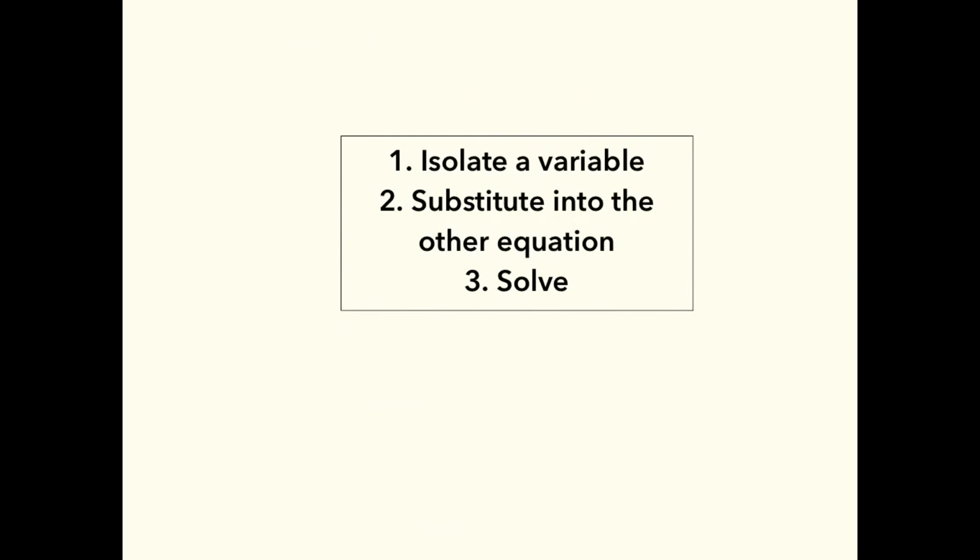So as a quick summary, remember, we want to isolate a variable. That just means get one of those equations into x equals or y equals, whichever equation looks easiest to do. Then substitute whatever that was into the other equation. So you're getting rid of a variable. Then just solve. And we're going to have plenty of time to practice these problems in class so you can really get it down.